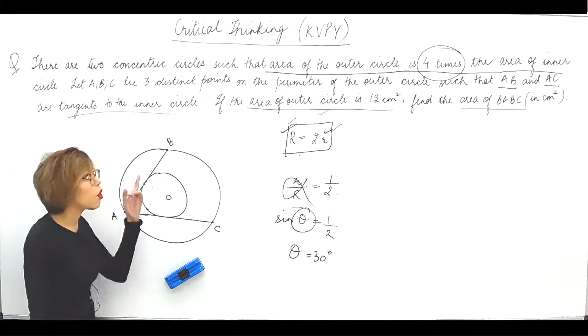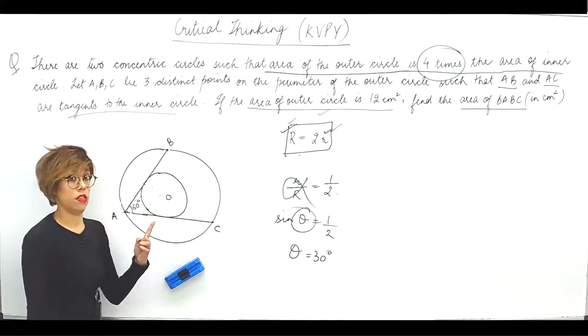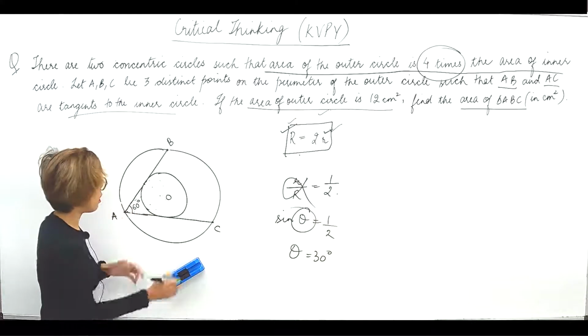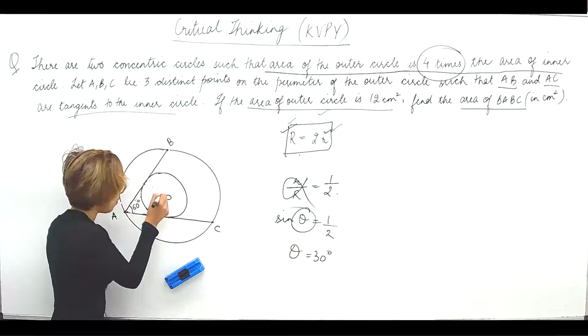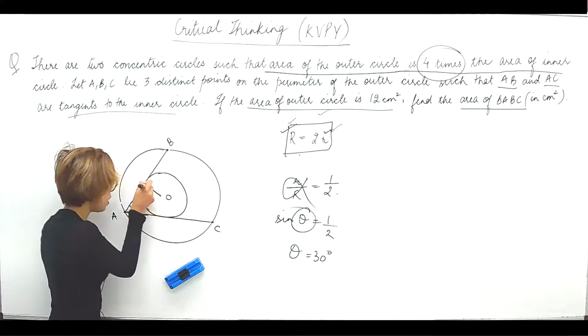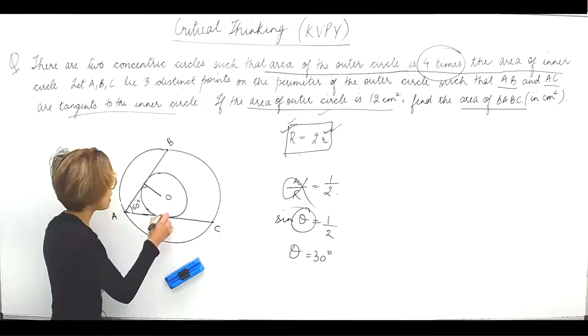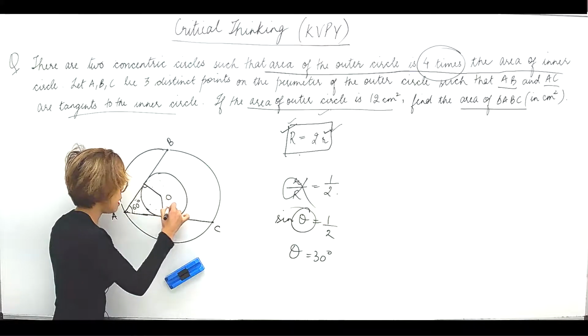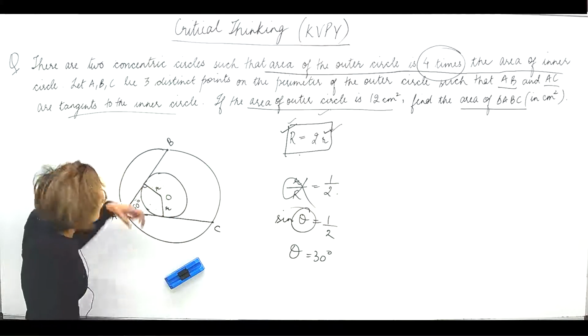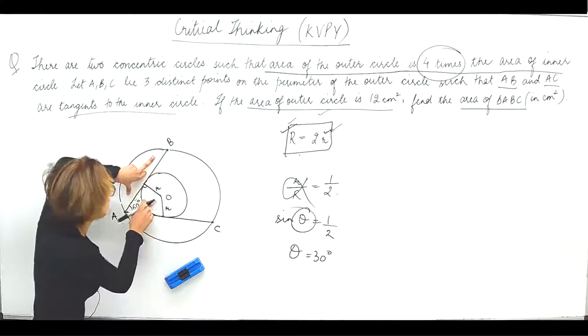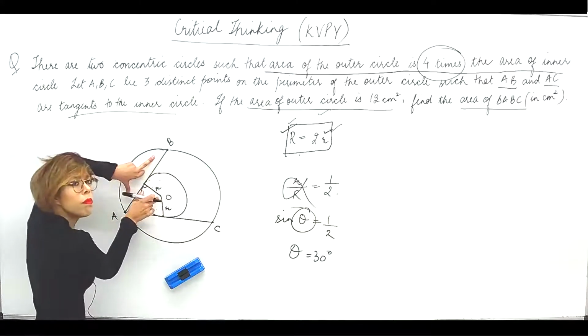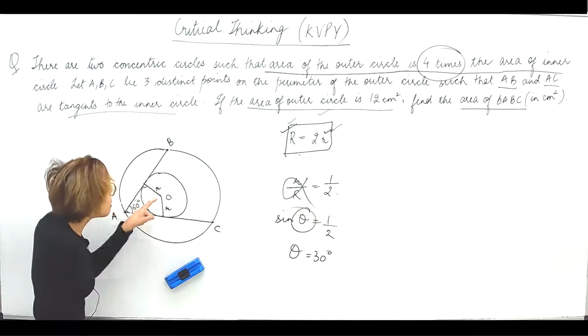Think of them as chords of the bigger circle. No? Okay, let me try. Let me give you another hint. So if I join the point of contact with the center, this is definitely smaller, right? And if I join this, this is definitely smaller. The distance of this chord from the center is smaller. Distance of this chord from the center is smaller.